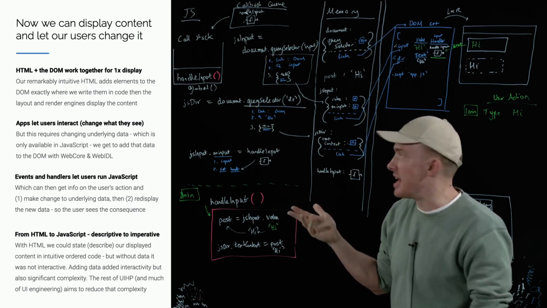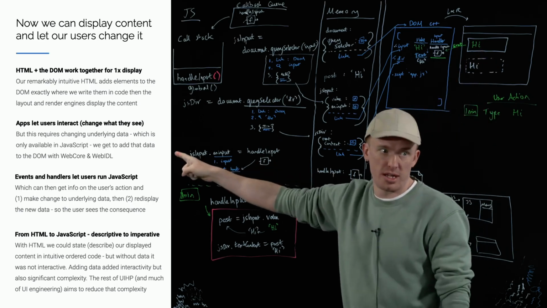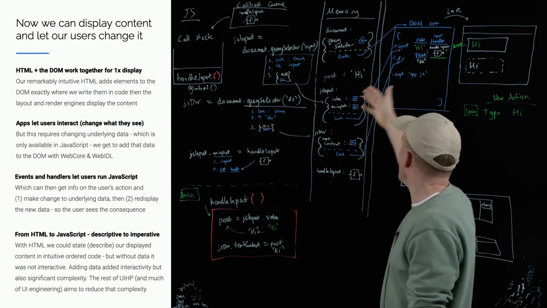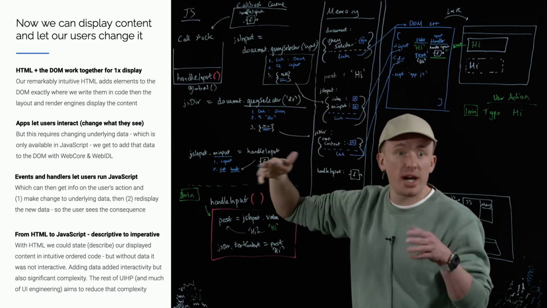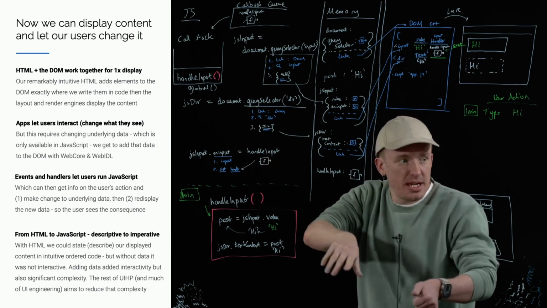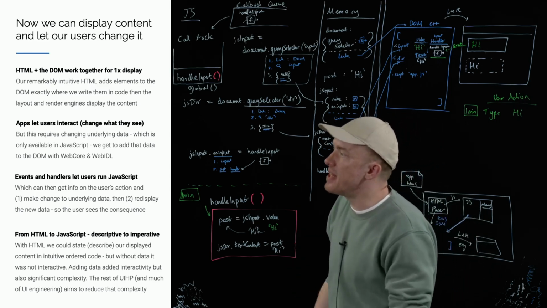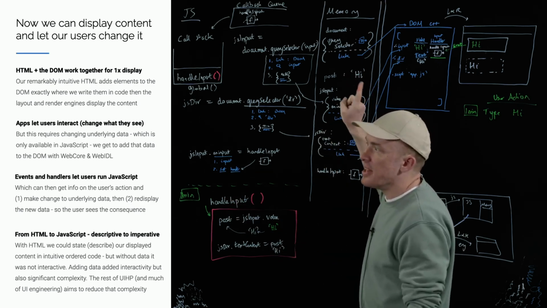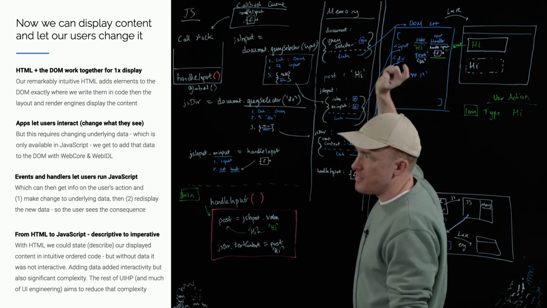Again, don't lose sight of that. That's user action. When I write, I am triggering JavaScript code to run, which can then get info from the user's action, like what do they write, or, as we'll see later on, where do they click, the X, Y coordinates of it, were they holding down command as they were typing? Those are pieces of information we can get about the user's action, and then make changes to the underlying data. That's what we did. And then we display that new data so the user sees the consequence.